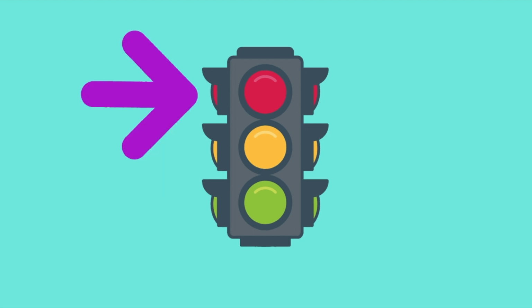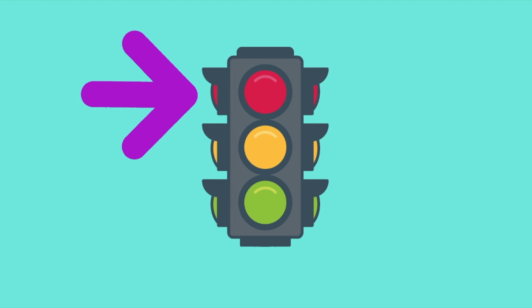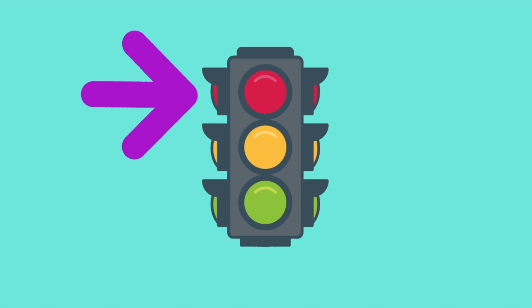And for the red light, they will write something they found difficult and not so clear yet about the lesson's topic. For example, I'm still confused with the difference between may and might. This will help you as a teacher on how to continue your future lessons to solve the different doubts.